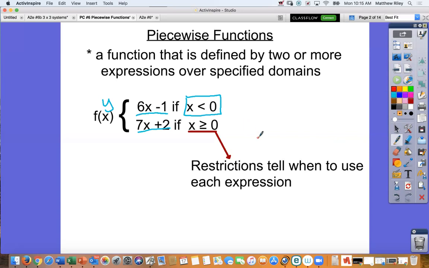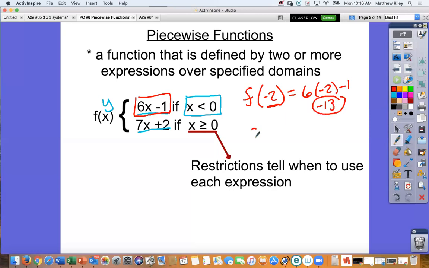For instance, I can ask you to evaluate something like this, f of -2 equals. Well, all that's saying is, what's the value of your function when x is -2? Which equation do I use? Is -2 less than 0 or greater than or equal to 0? It's less than 0. So that means I use this equation and I'm just plugging this in. So 6 times -2 minus 1, -12 minus 1, which is -13.